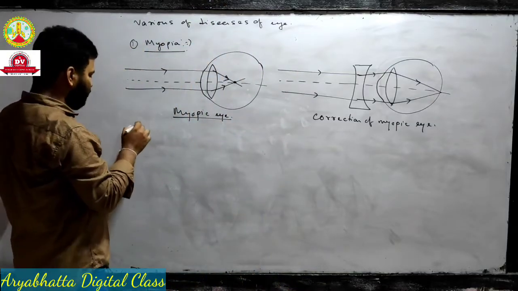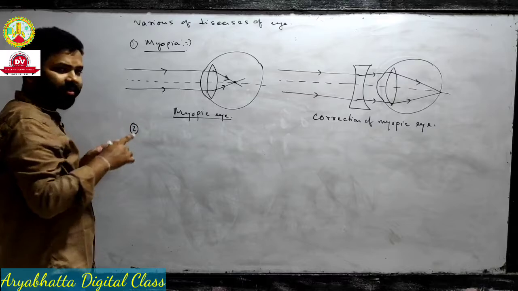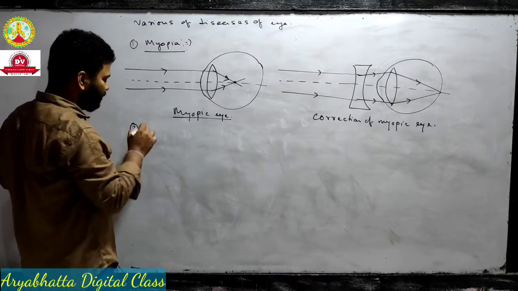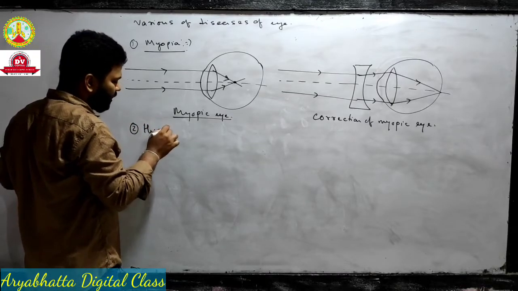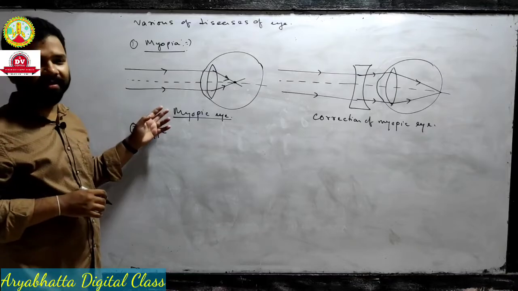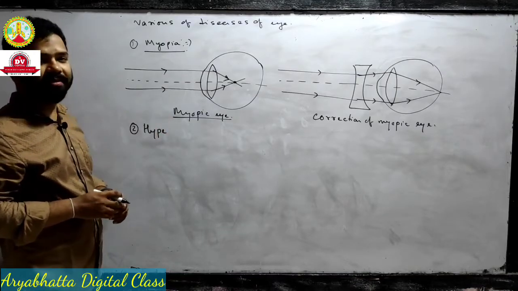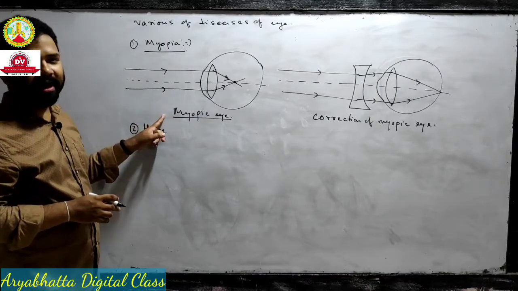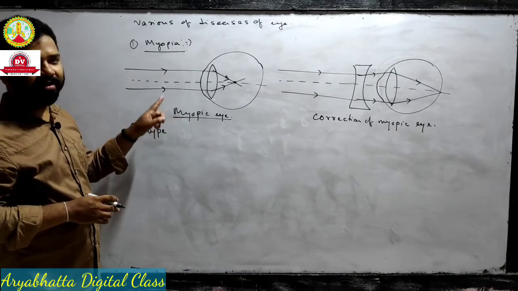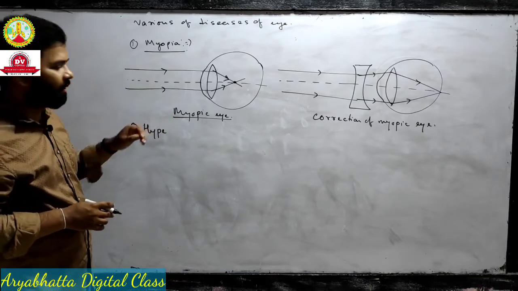The second one is hypermetropia. I think you got this diagram in class 10, so I thought I would not draw it. But a few students ask about this diagram, so that is why I am telling with the help of a diagram what happens when a person suffers from myopia.